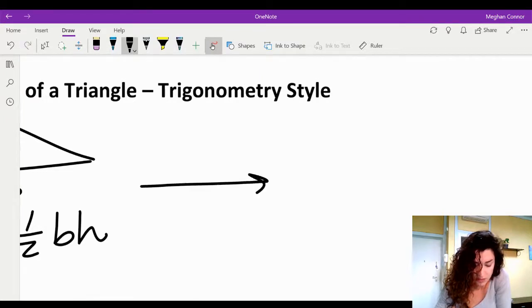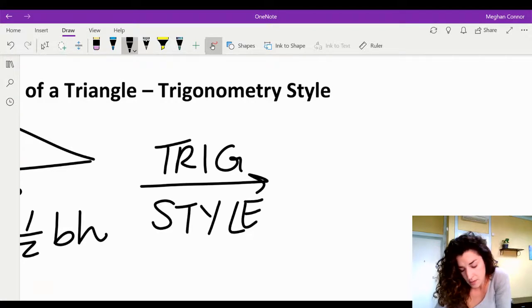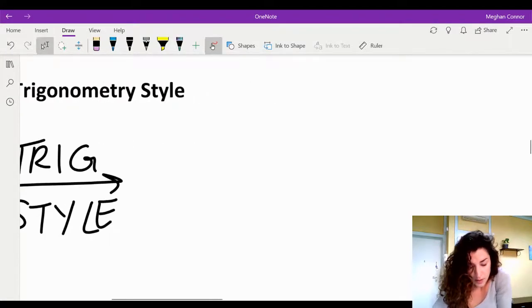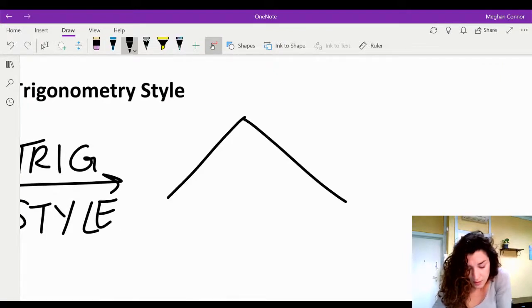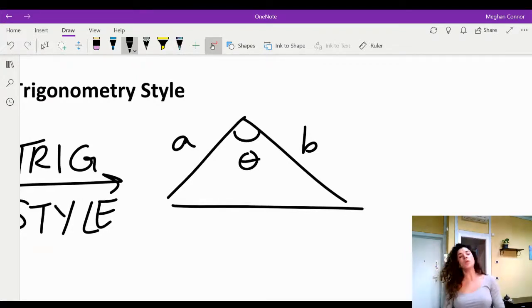So let's do trig style. As long as you have this information for a triangle, you can find out the area of that triangle without having to find the base or the height. All you have to have are 2 side lengths and the angle between them.